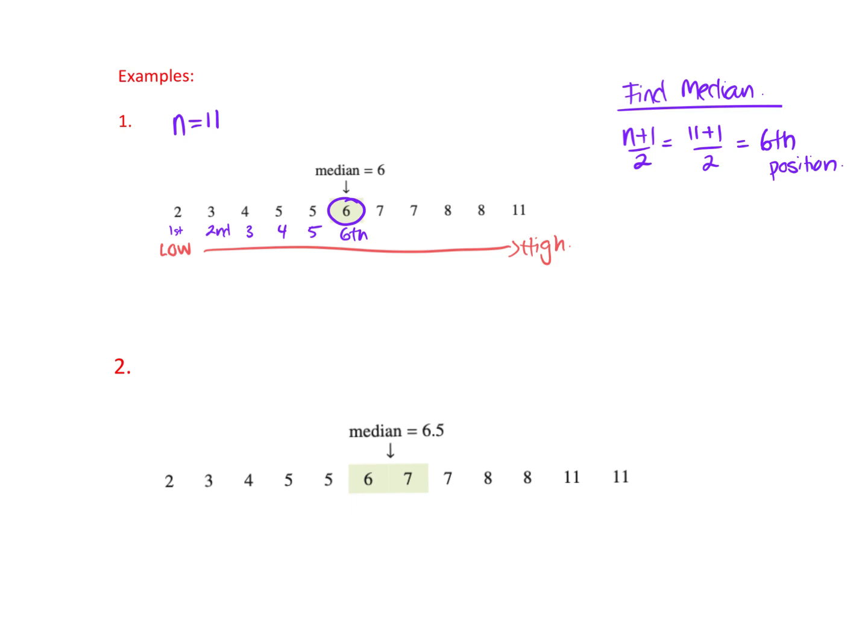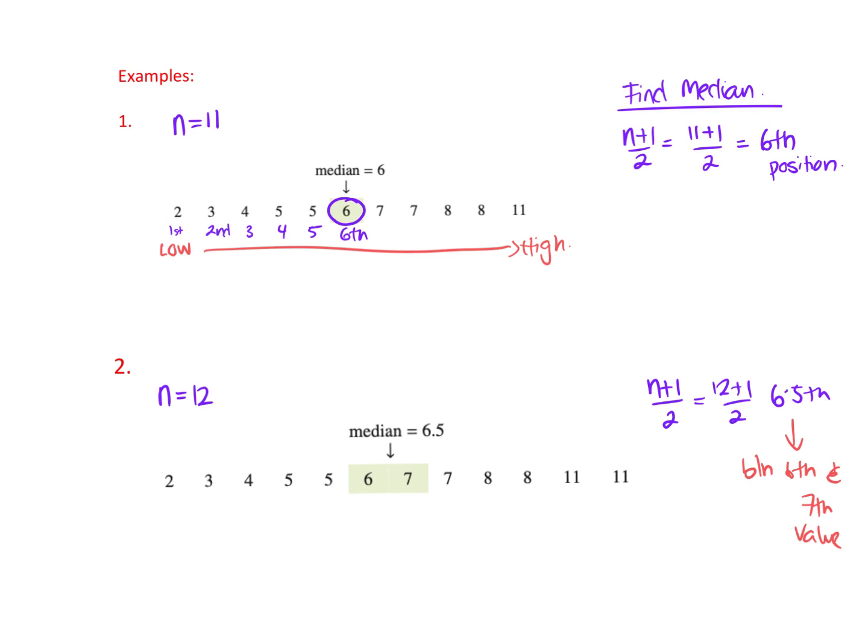So if you look down here at example number 2, we have an even set of data. You can see that n equals 12. What you do, you can still use that formula, n plus 1 divided by 2. So 12 plus 1 divided by 2, and we get the 6.5 position. What that means is between the 6th and 7th value.